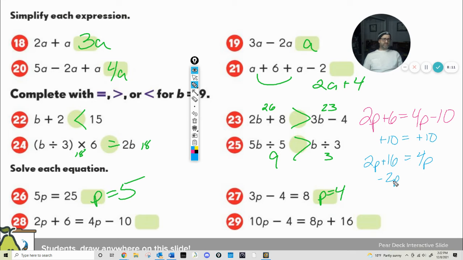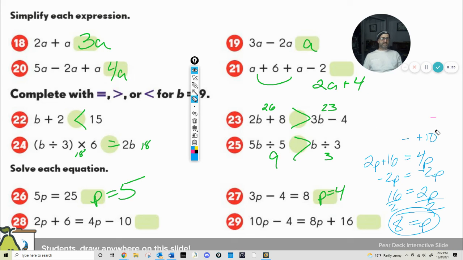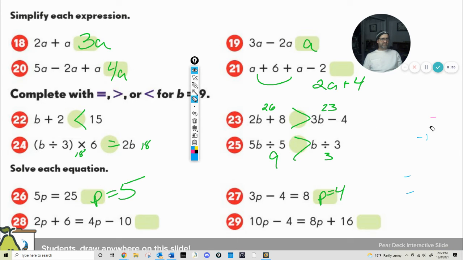Then I'll subtract 2p from each side. 2p plus 16 minus 2p is 16, which equals 4p minus 2p is 2p. 2 times what is 16? Or 16 divided by 2, and 2p divided by 2, and you get 8 equals p. Kabooyah.